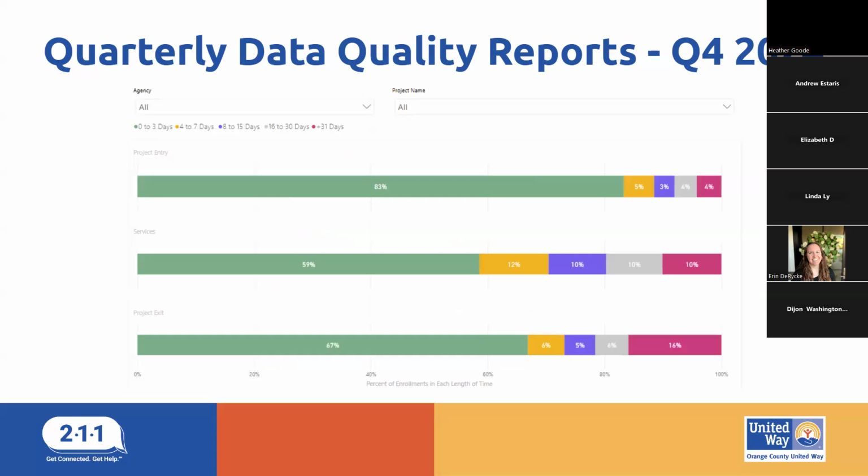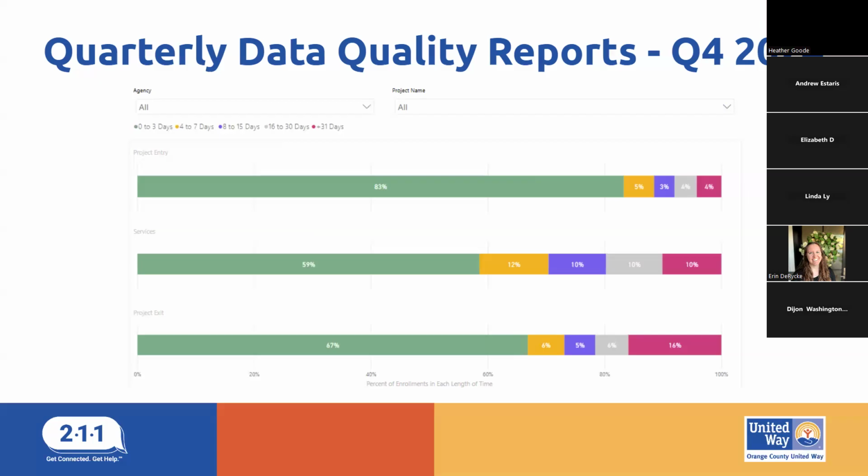So this tab right here shows the data timeliness. It shows the average number of days taken to enter project start, project exit, and services provided into HMIS for each project. According to HUD standards, the time frame to enter client data is 3 days from when the data is collected. So we are doing a fairly good job when entering client enrollment data within that threshold for project entry. As for services, we are averaging 59% and project exit 67%.